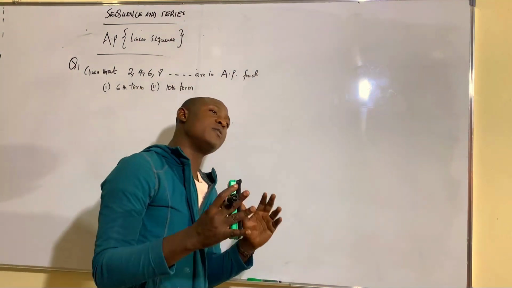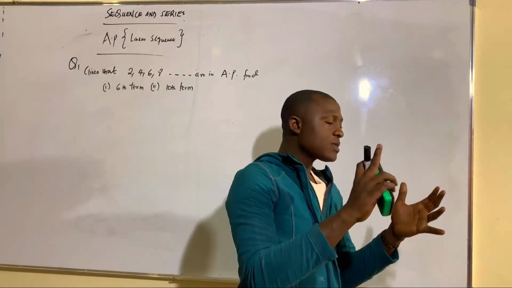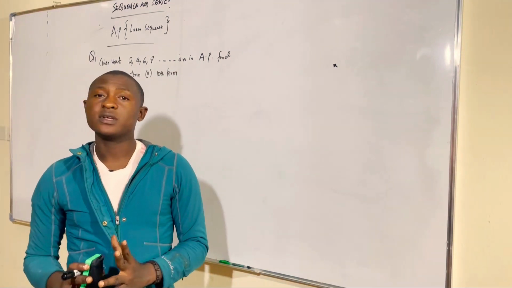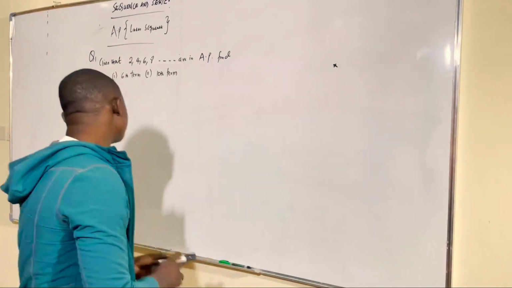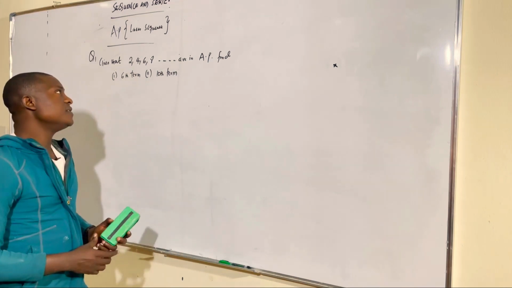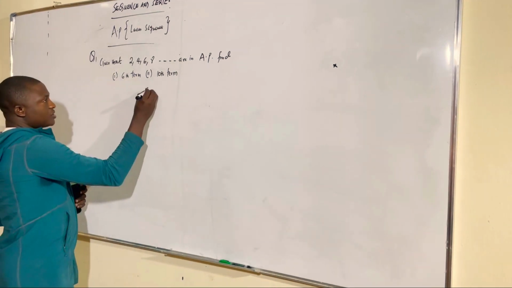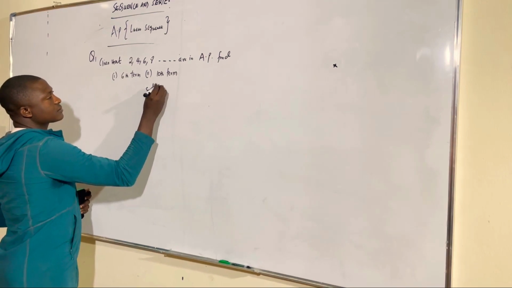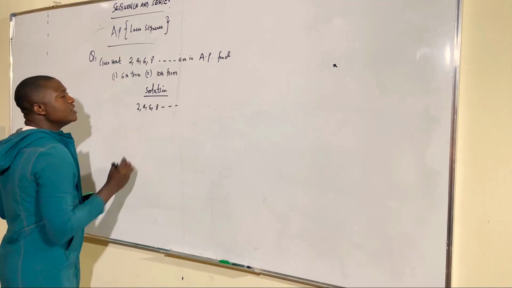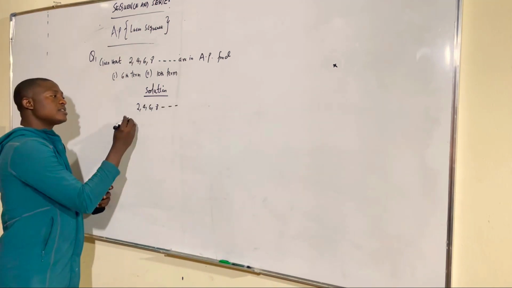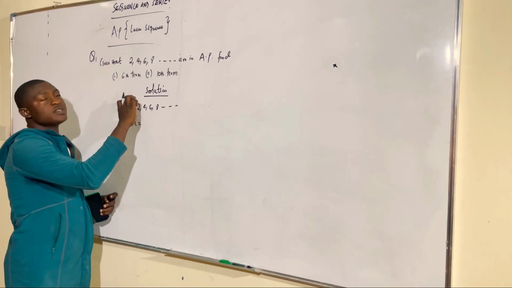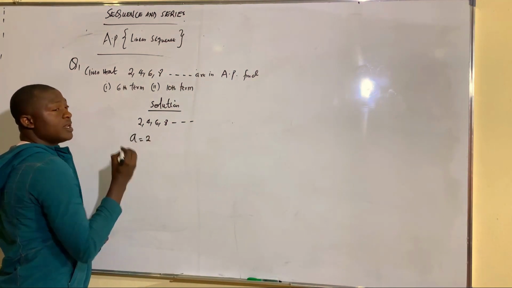The first thing for us to consider is to find the first term as well as the common difference, and I'll show you how. From here, I can easily find my first term and my common difference. Now let's see the solution. It's very simple and straightforward. What we have is 2, 4, 6, and 8. What's going to be my first term A? I told you the first term is the first given number in the sequence. So what we have here is 2. That means our A is equal to 2.